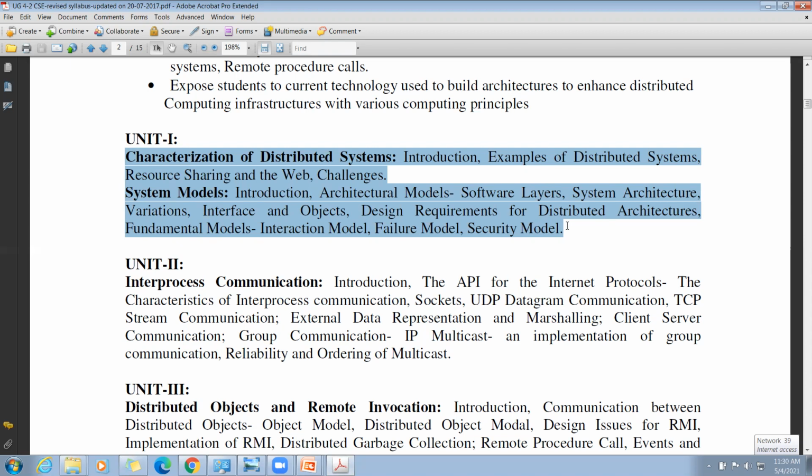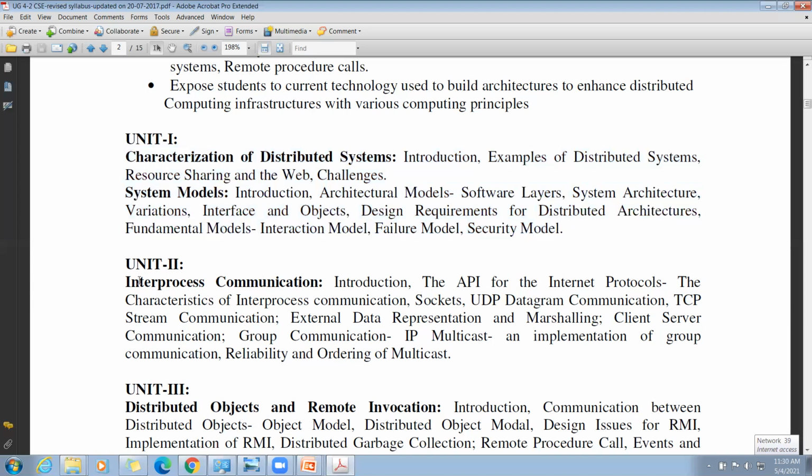Thereafter, we started the fundamental models. In the fundamental models, we discussed three models: the interaction model, the failure model, and lastly, the security model. This is all about the first unit, characterization of distributed system.